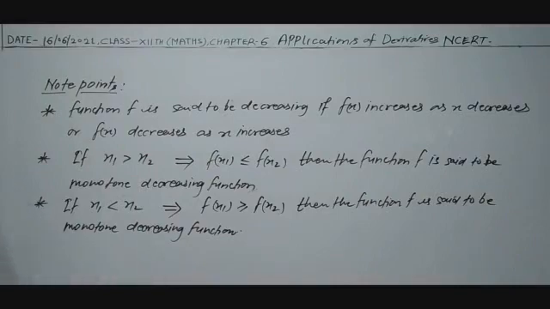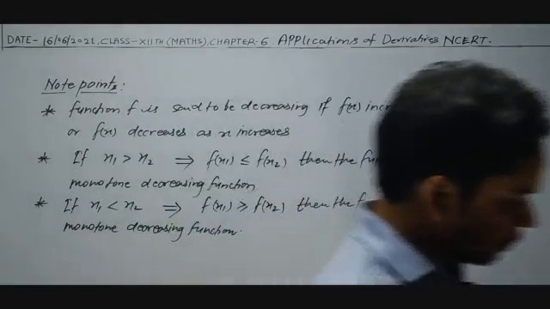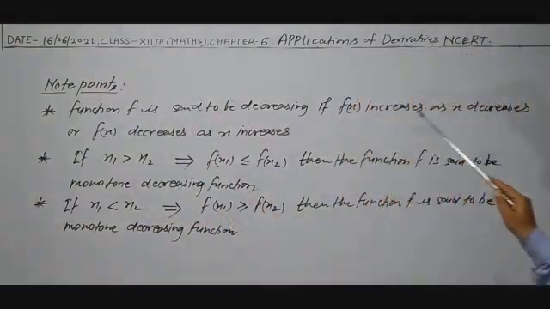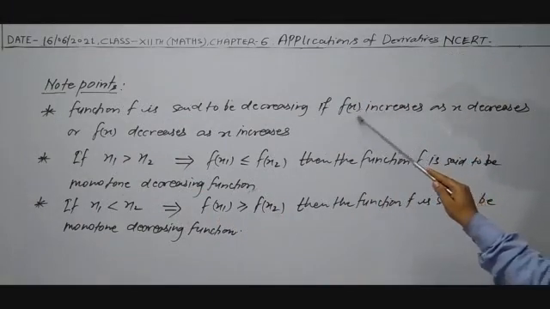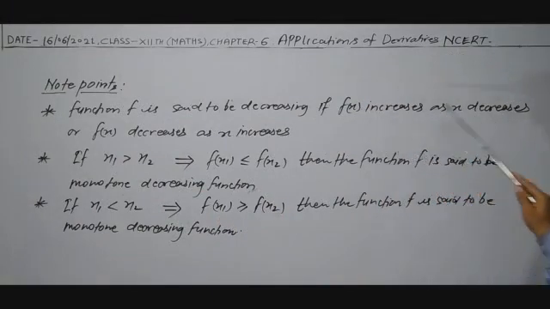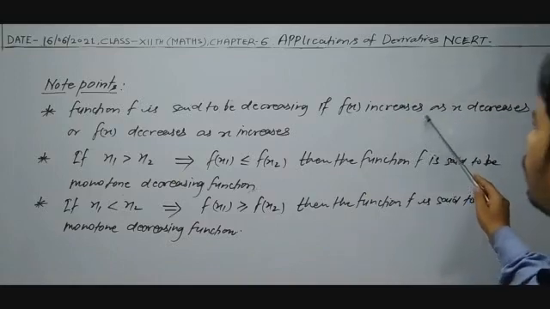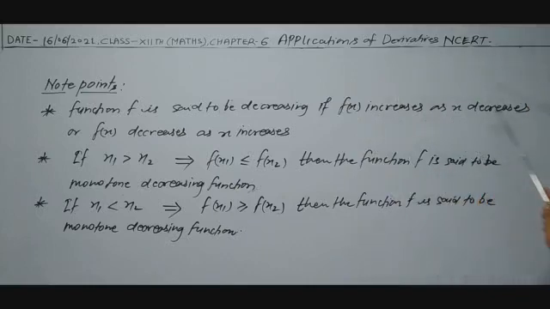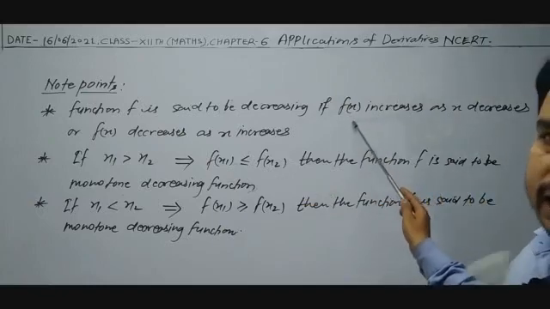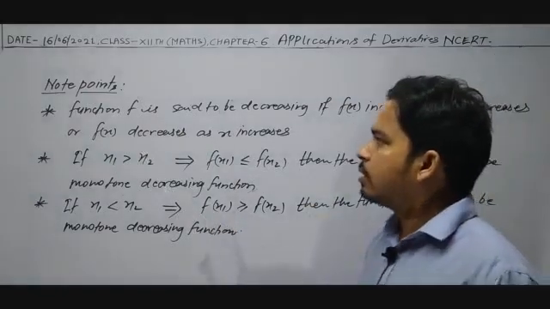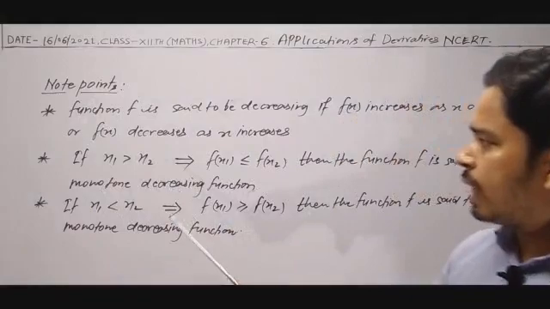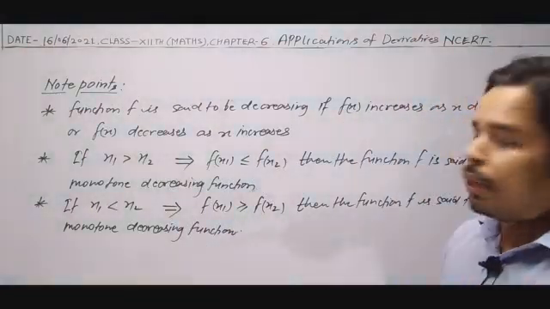So see here, any function f(x) is said to be decreasing if f(x) increases as x decreases. As we move from left to right, the values of x increase on the abscissa, and the function value decreases, then you can say the function is a decreasing function.